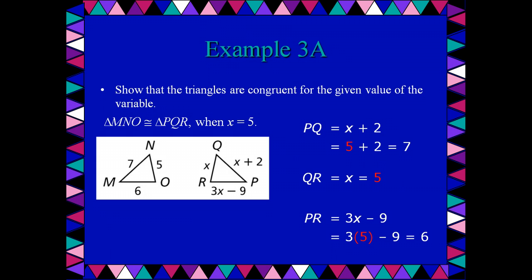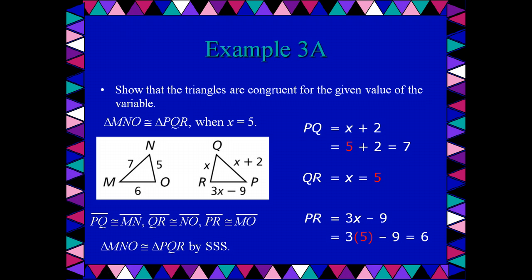And for PR, it should be congruent to MO. We get 3 times 5, which is 15, minus 9 gives us 6. So those two would be congruent. If we can match the segments, then we say that they are congruent by the side, side, side congruence postulate.